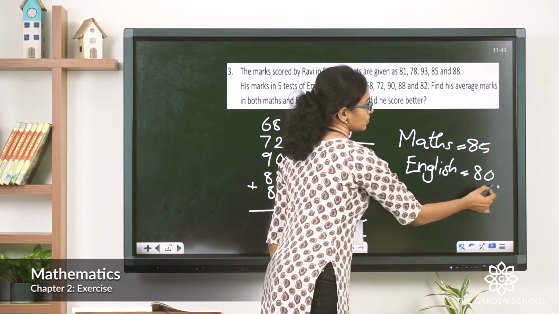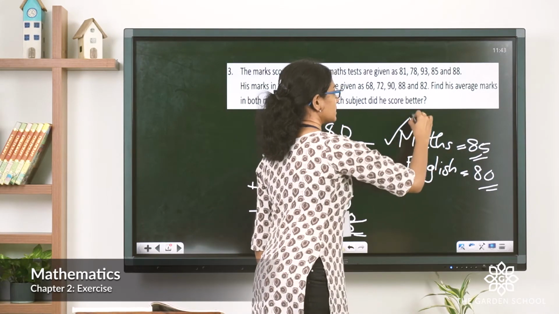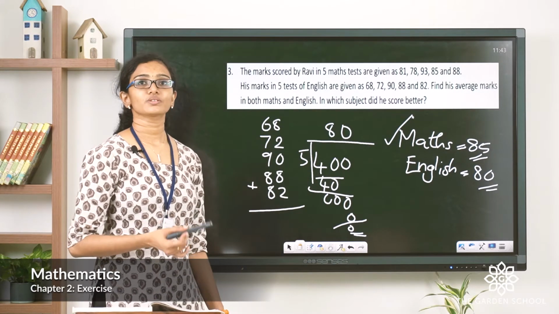So in which subject he scored better? Ravi scored better in maths. So I hope this is clear to you. Let's move on to the next question.